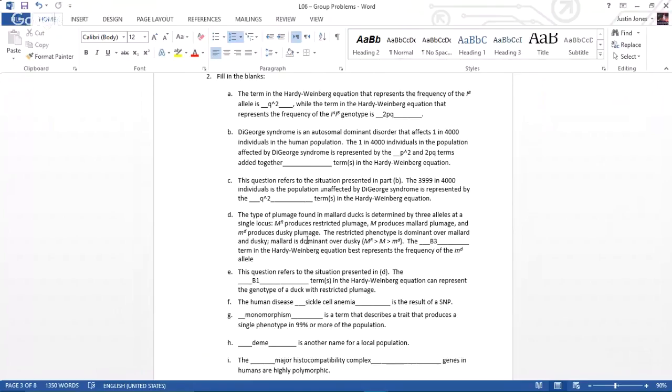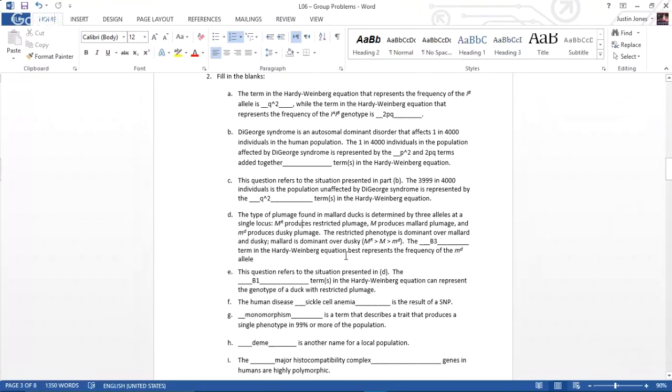The type of plumage found in mallard ducks is determined, and you have these ratios. So what's going to be the frequency of the MD? We learned in the reading that you take each of these, the frequency of the genotype, and you convert them into a B number. So for the most dominant one, you make it B1. That's this MR. For just M, you make it B2, which is the next most dominant, and then MD is going to be B3. And that's where you get that from.